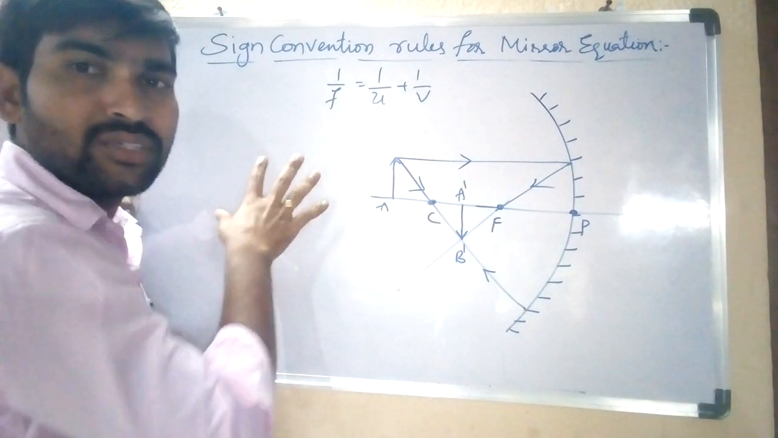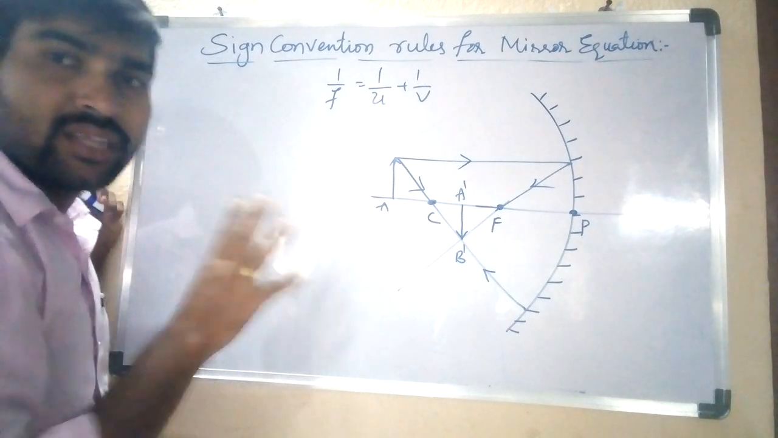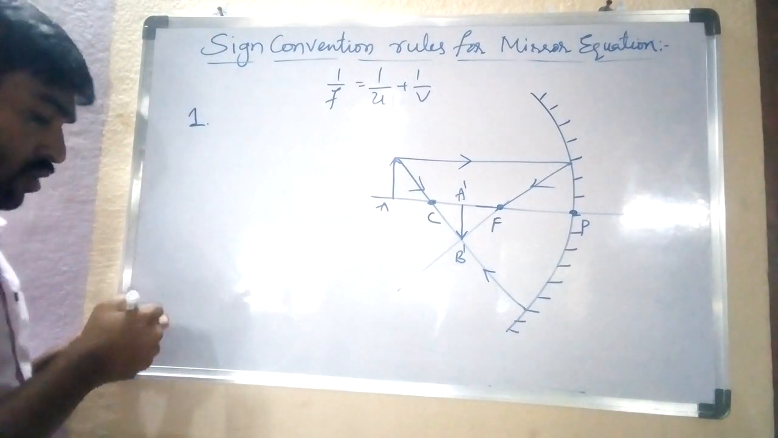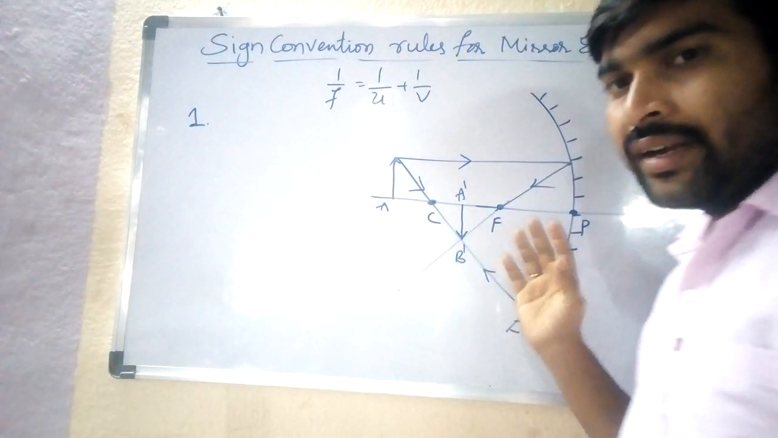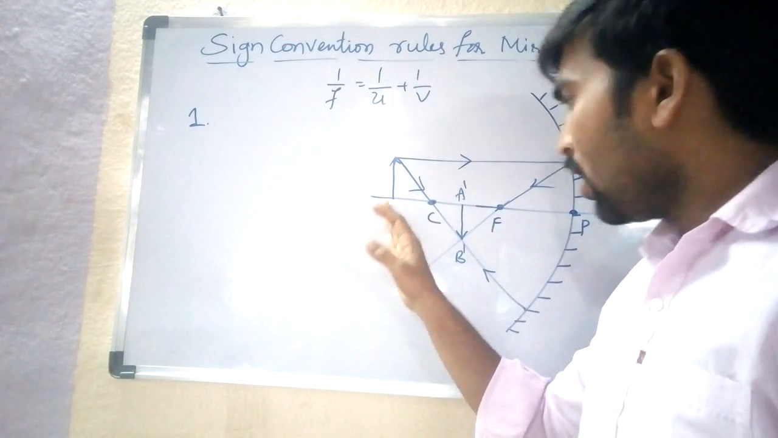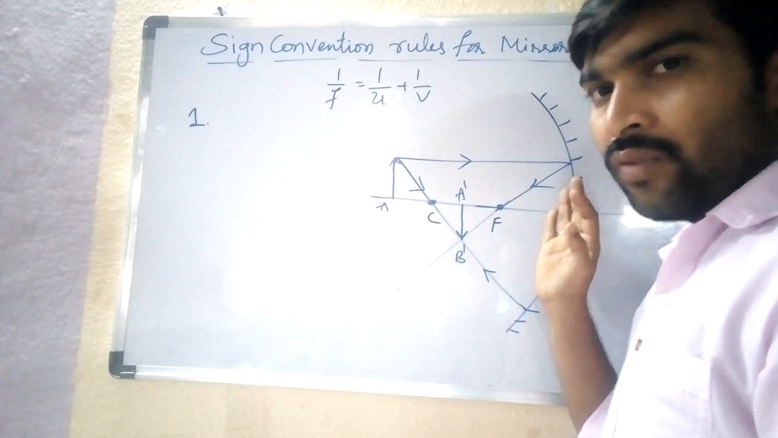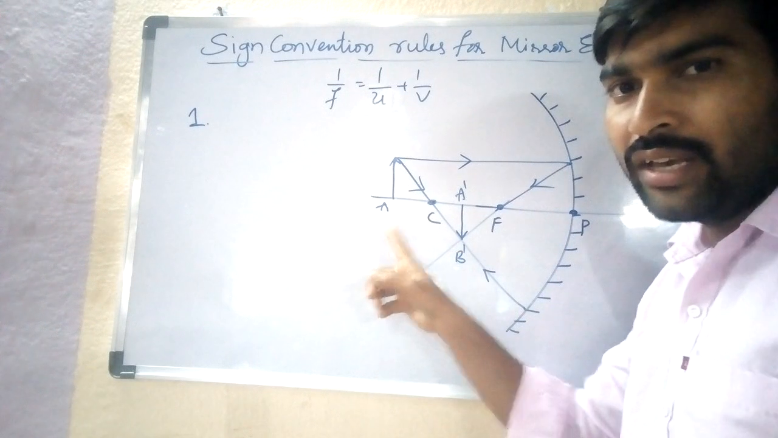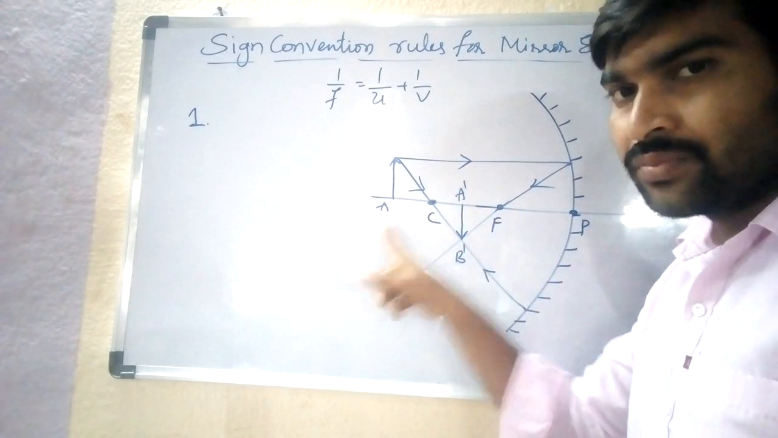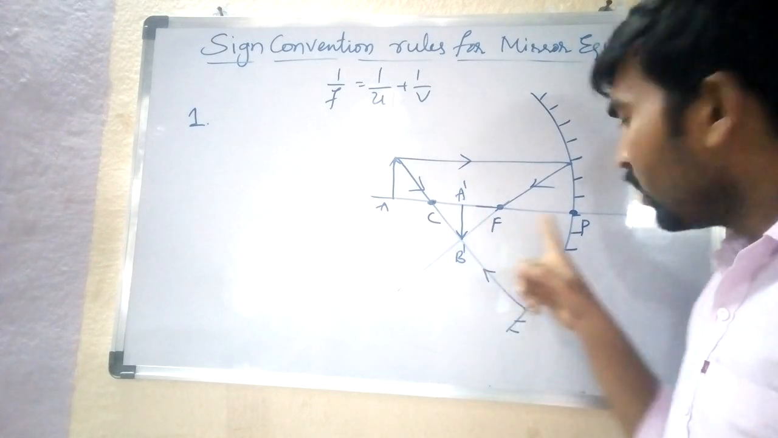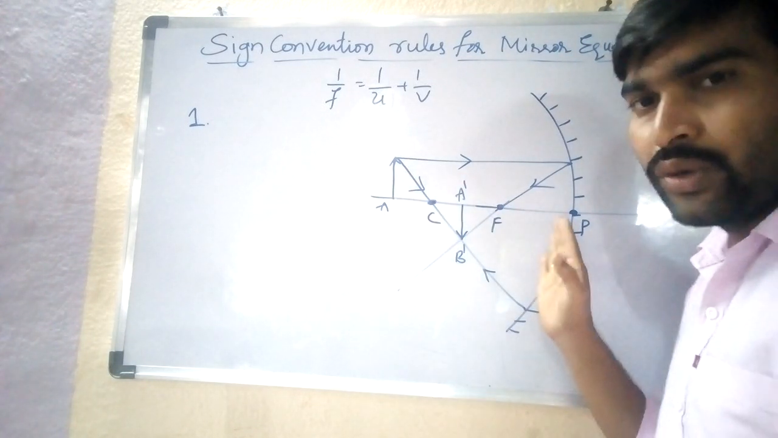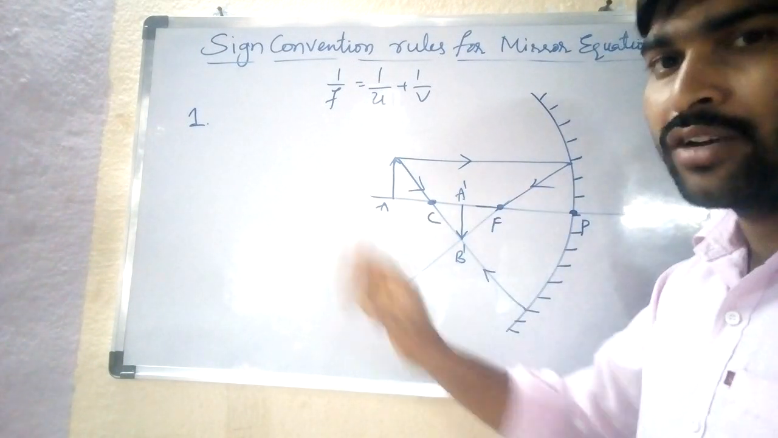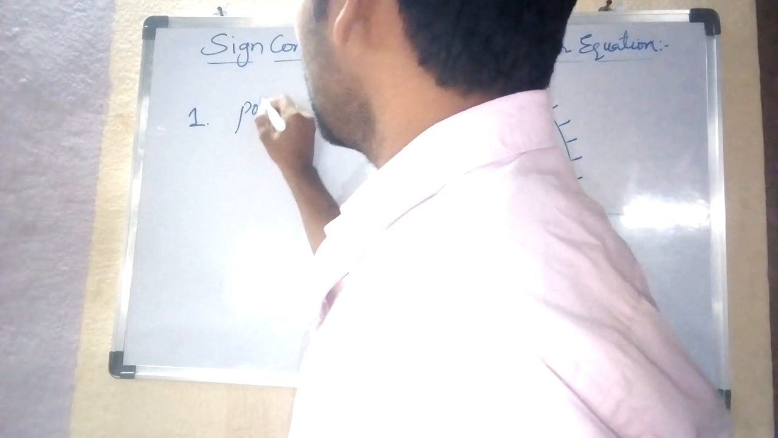What are the sign convention rules applied here? There are three rules for sign convention. What is the first one? All distances, whatever distance it is, object distance meaning object to pole, image to pole, should be measured from the pole. From the pole onwards only we will measure the distance: pole to object and pole to image, not from here to here. So all distances should be measured from the pole. That is called the first rule.